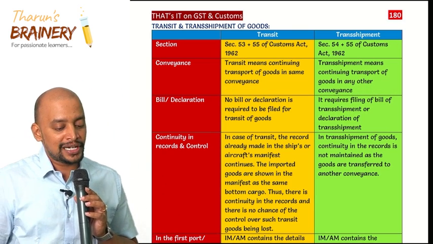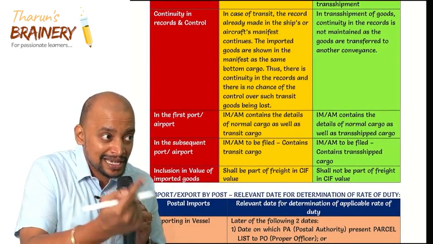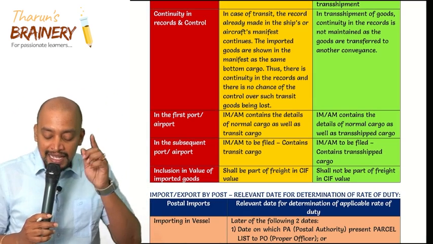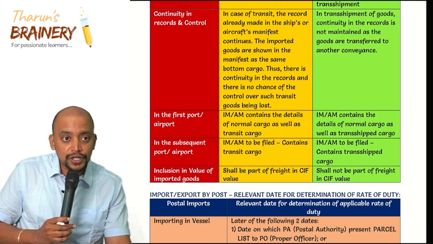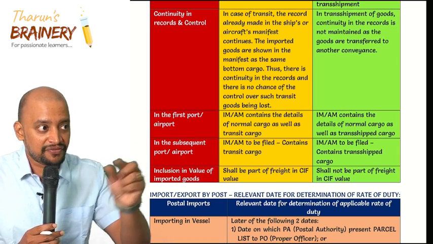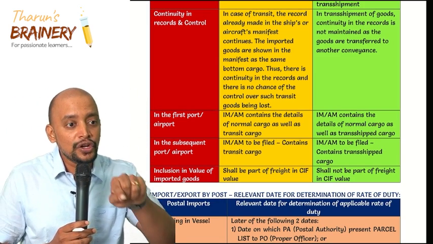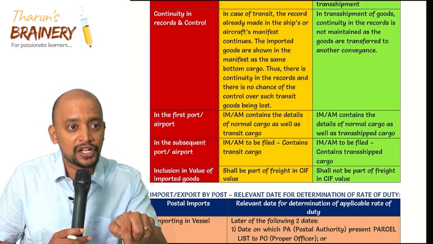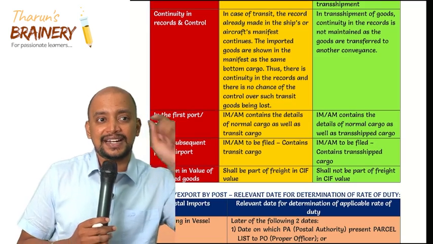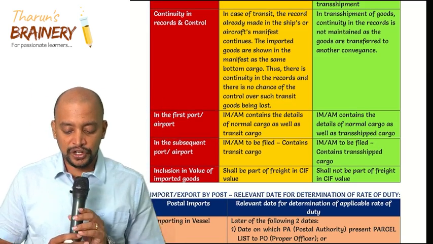One important point here is that whatever transit freight we paid will be included in the value of goods for payment of customs duty. In my example, from Surat port to Kochi port, we will pay some extra freight for carrying. Will that freight and insurance be included in the value of goods in Kochi for payment of customs duty? Yes, we need to include it if it is transit. What if it is transshipment? Then that freight will not be included.